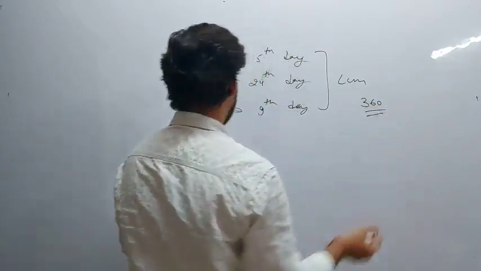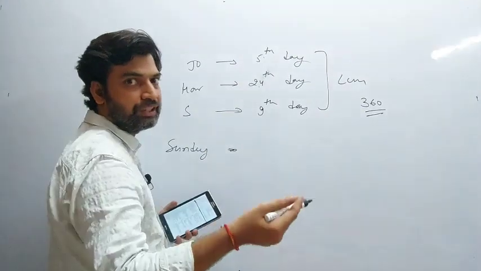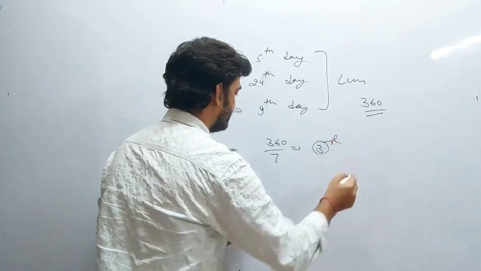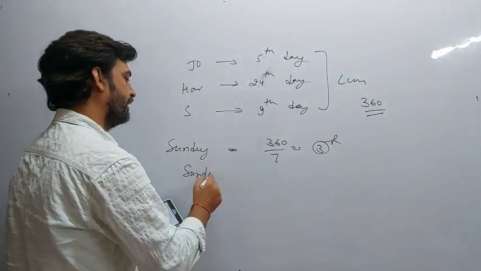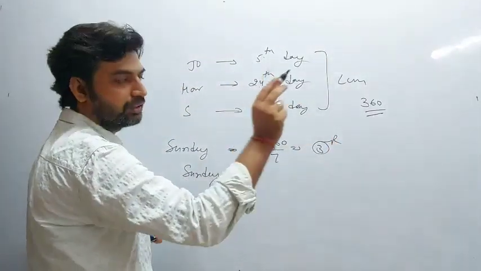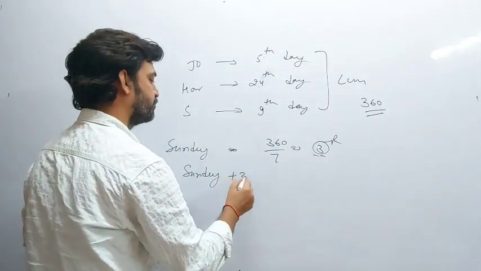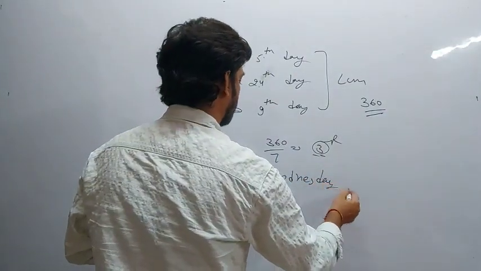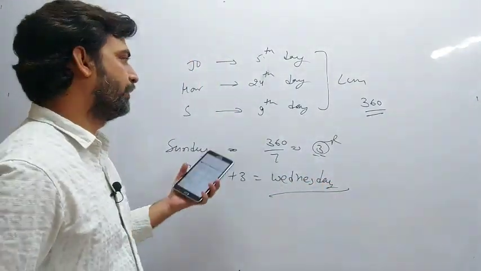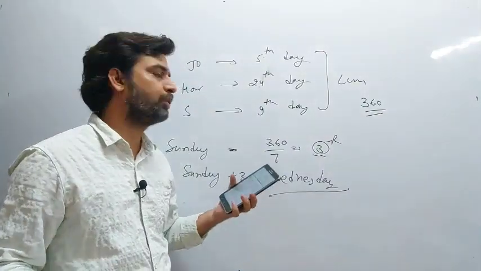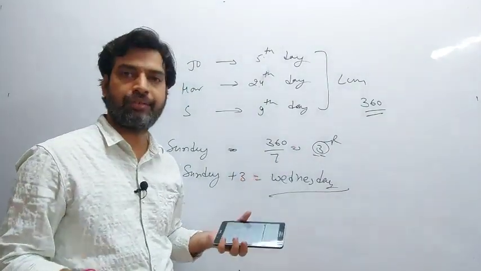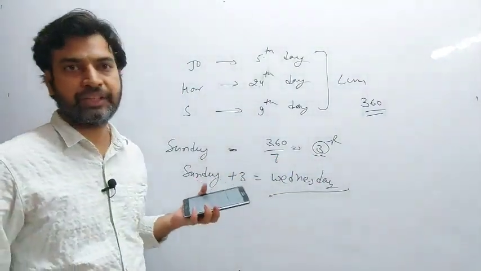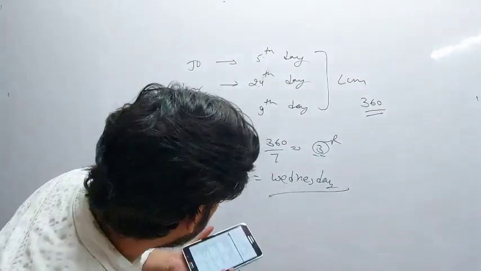360. Now we need to find the weeks and odd days. That means 360 divided by 7 gives 3 remaining days. That means starting from Sunday, some weeks are completed and the remaining days are 3. Sunday plus 3 is Wednesday. So your answer is Wednesday, they will meet again. Whenever the question asks after how many days what the day would be, we always divide by 7, calculate the remainder, and add the remainder to the given day to find the next day, right? So the answer is Wednesday.